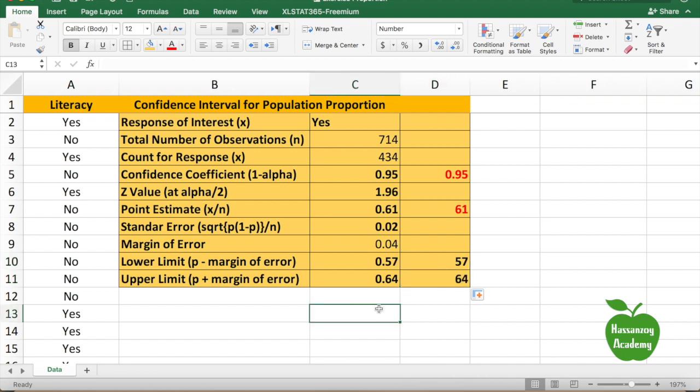I hope you have understood the estimation and interpretation of confidence interval or interval estimate of the population proportion.